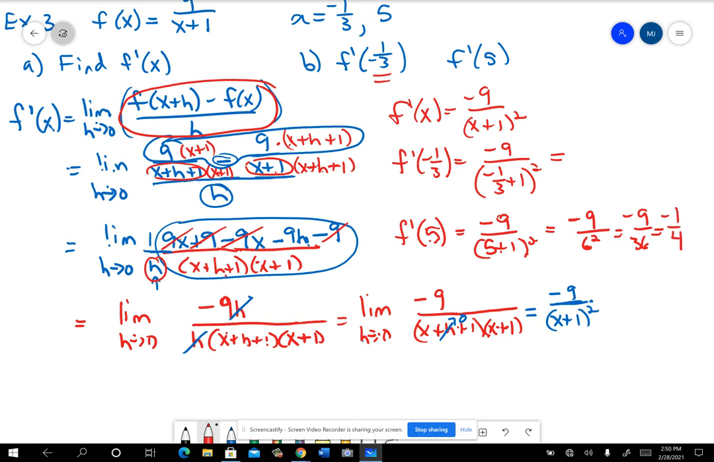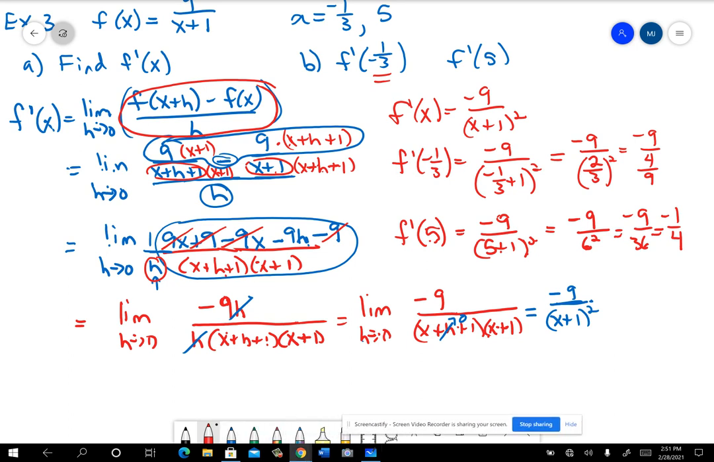And the derivative at negative 1/3 would be negative 9 over, that would be 2/3, and it would get squared. So that would be 4/9, and then negative 9 divided by 4/9. You could use that complex fraction approach I showed you before, and you could multiply top and bottom by 9.